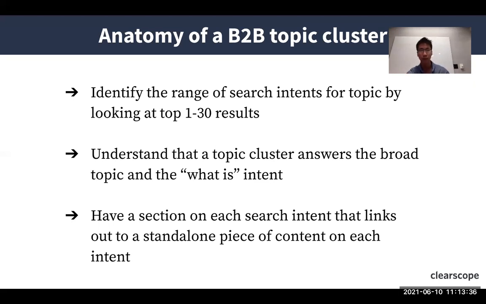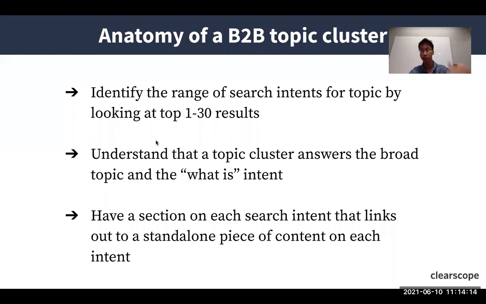So we want to understand that a topic cluster answers the broad topic and the what-is intent. Duplicating a resource that says, what is software as a service, and then having a topic cluster that says something along the lines of ultimate guide to software as a service would be blurring together the same intent. We see people do that all the time, and you could call it keyword cannibalization to a certain degree, because there are two pages competing against the same intent.